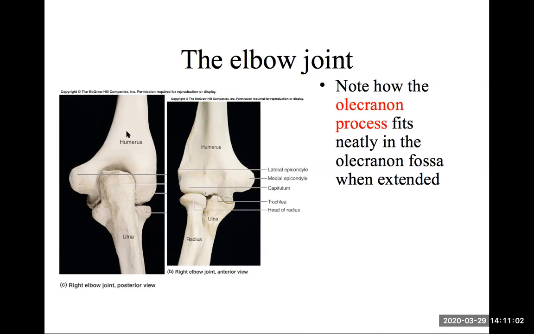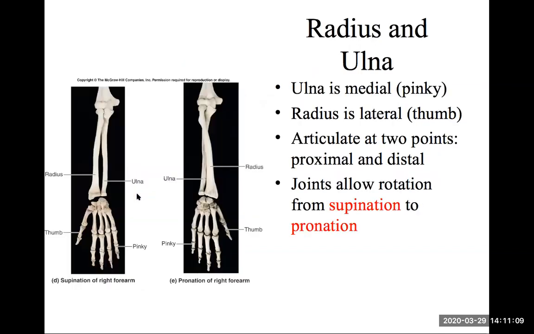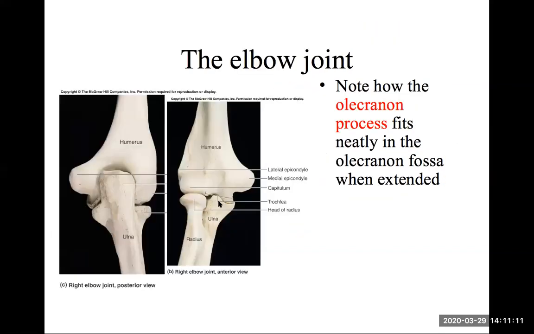So while the arm is extended, the olecranon process is sitting in the olecranon fossa. And then if you look from the anterior view, here's the head of the radius, and here is the coronoid process. And those two, when you flex, are going to fit into the fossas that have the same name. Okay, so you can see here how the olecranon process sits into the olecranon fossa when you have the elbow extended.